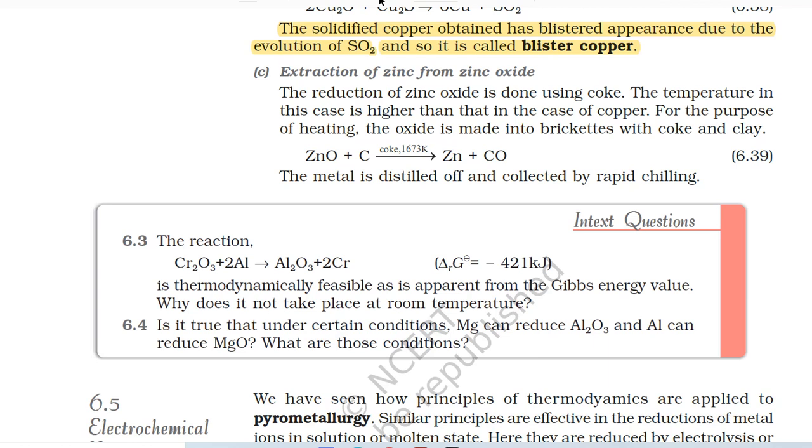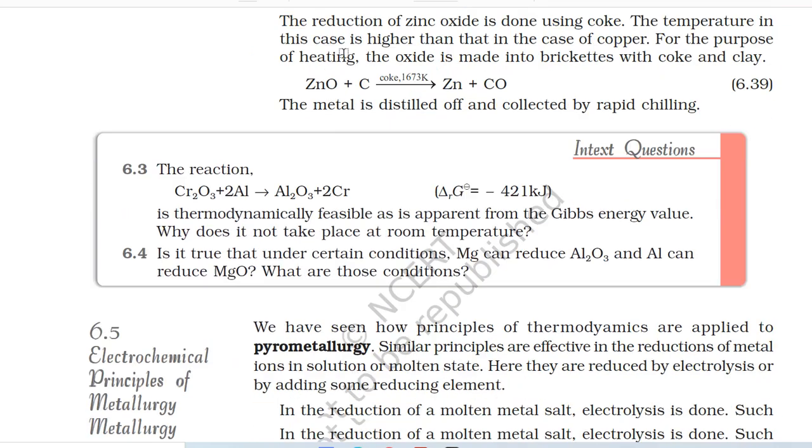C. Extraction of zinc from zinc oxide. The reduction of zinc oxide is done using coke. The temperature in this case is higher than that in the case of copper. For the purpose of heating, the oxide is made into briquettes with coke and clay. ZnO plus C, in the presence of coke at 1673 Kelvin temperature, gives Zn plus CO. The metal is distilled off and collected by rapid chilling.